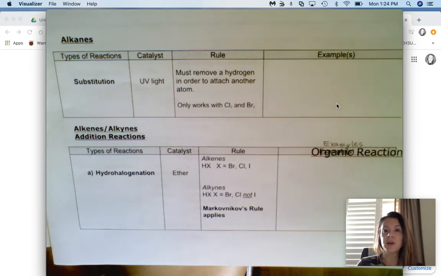Hi, everyone. Today we're going to be talking about organic reactions, and we're going to take a look at some simulations to show how each of these reactions happen. And specifically, we're going to look at reactions with alkanes and reactions with alkenes and alkynes.